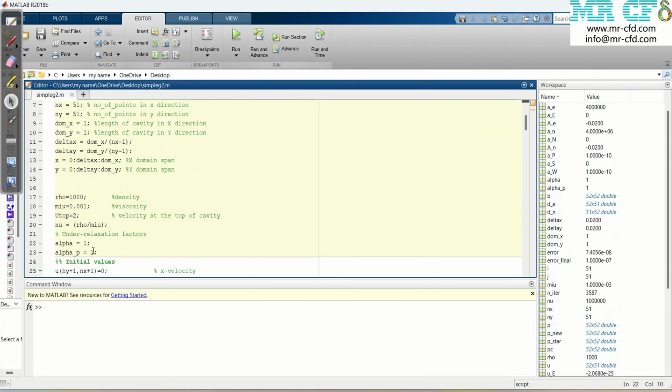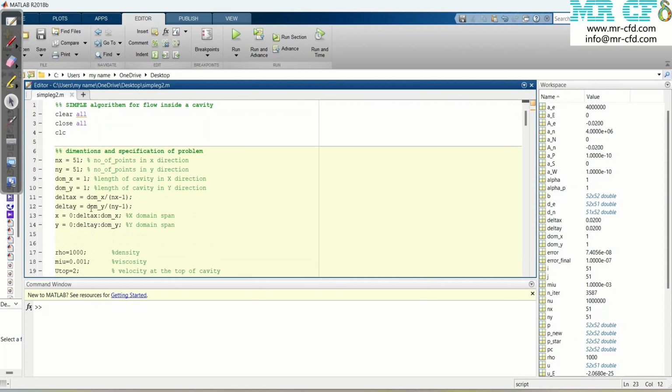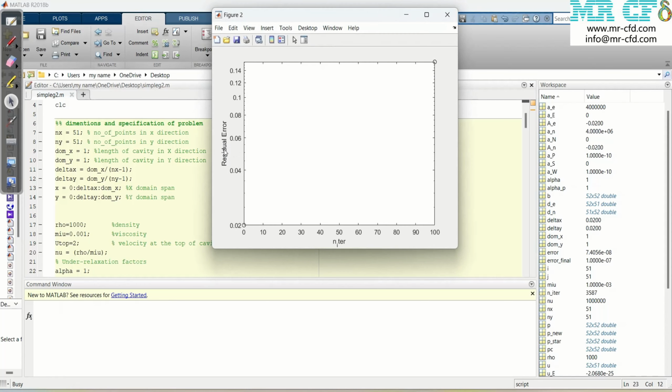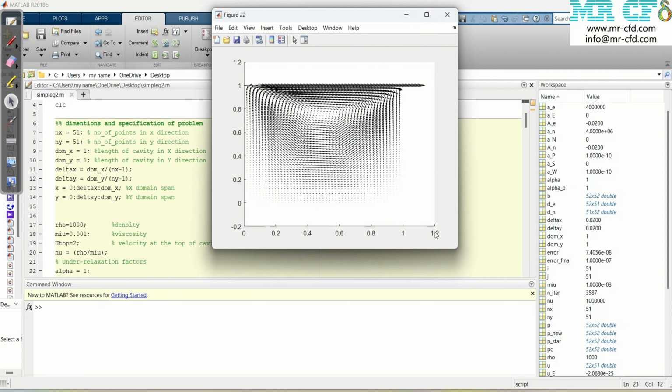Now let's explore the effect of under-relaxation factors. Initially, we run the simulation with relaxation factors for flow and pressure set to unity using a grid size of 51 by 51 in the x and y directions. After running the simulation, convergence is achieved in 3,500 iterations.